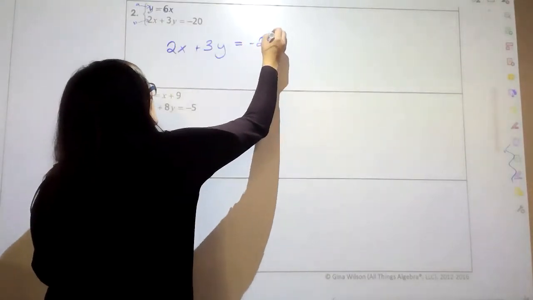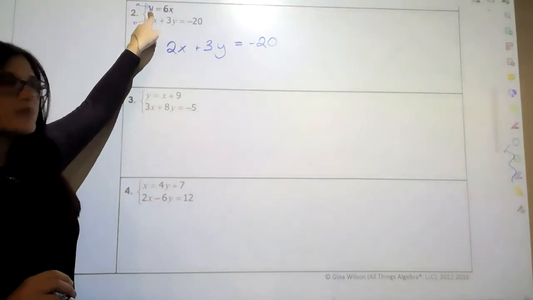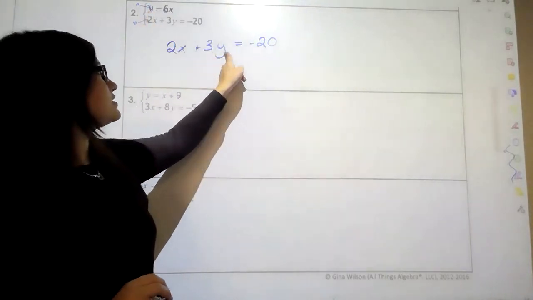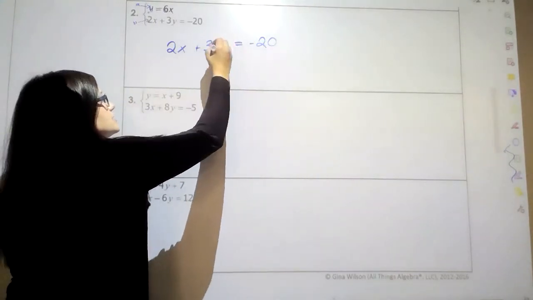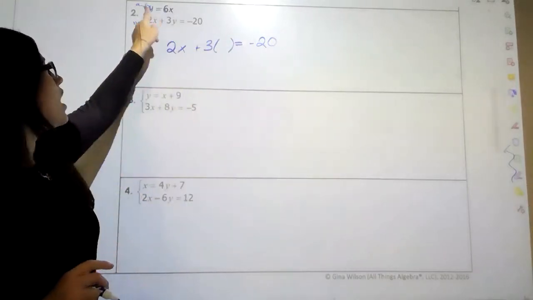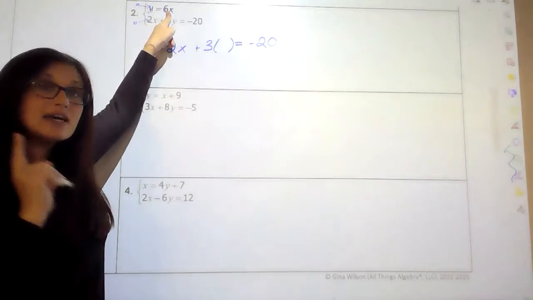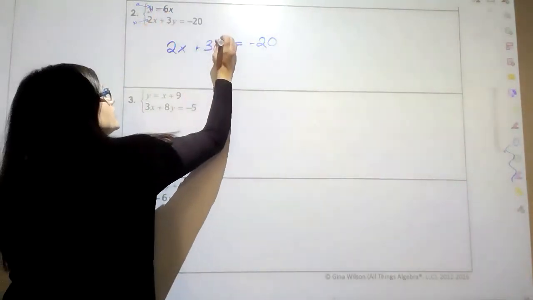okay? And what I'm gonna do, since this equation is solved for y, instead of y, I'm gonna look wherever there's a y in this equation, I'm gonna erase it, okay? And I'm gonna put a set of parentheses. So instead of y, what I'm gonna do is I'm gonna use 6x, because y is the exact same thing as 6x. That's what this equation says. So I'm gonna put it right here.